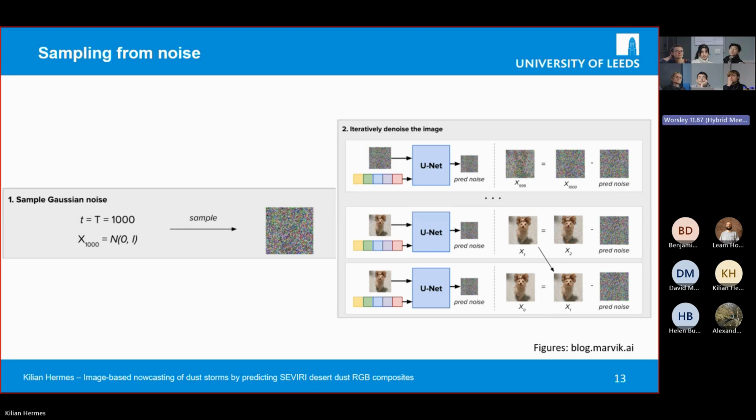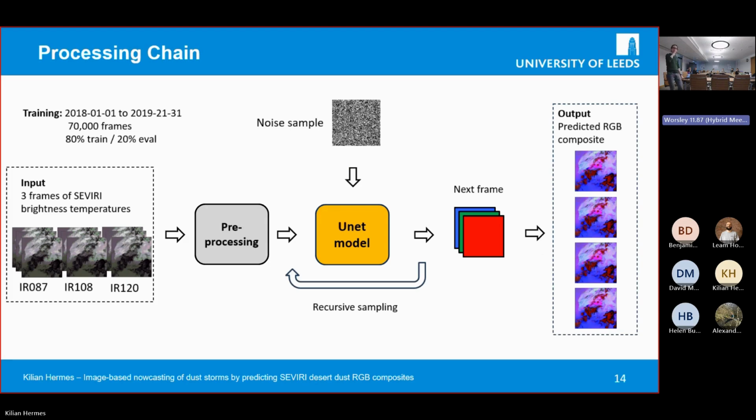This is somewhat computationally expensive, but more about that later. So how does the processing chain and the data look in my case? I'm taking data from 2 years, about 70,000 frames, split 80% training and 20% evaluation. My input is these 3 channels, which go into the dust RGB composite.